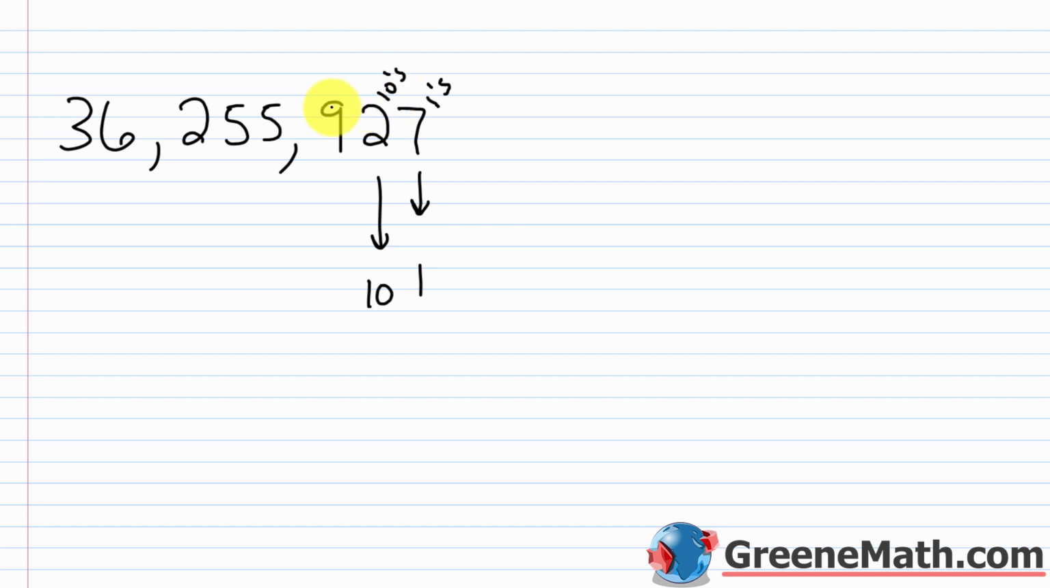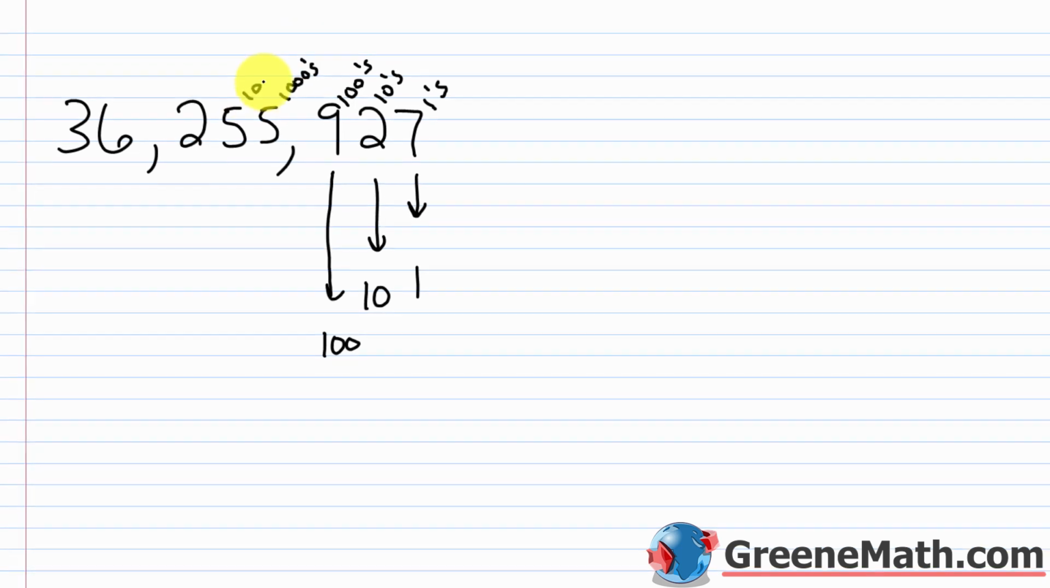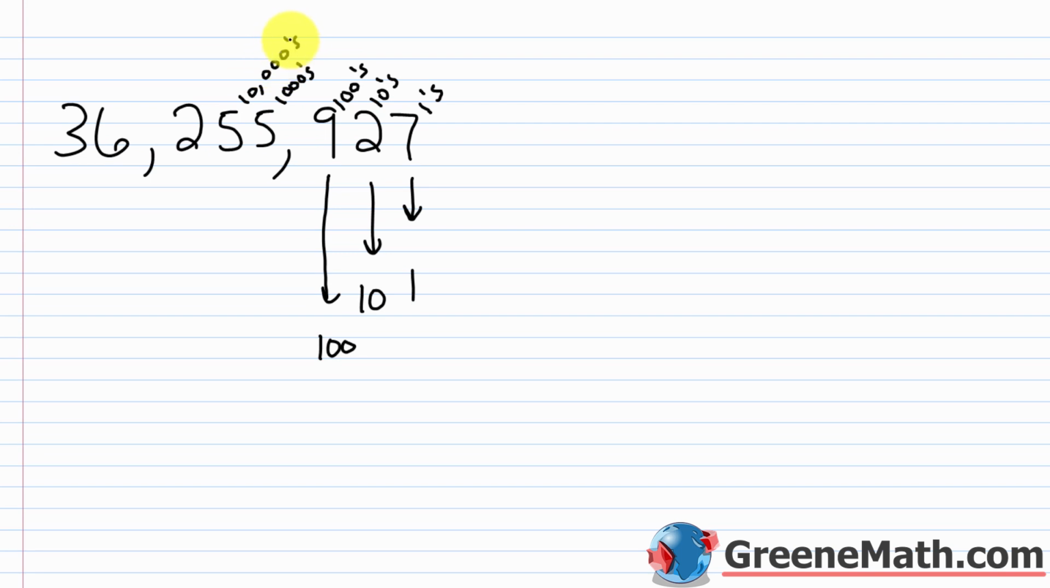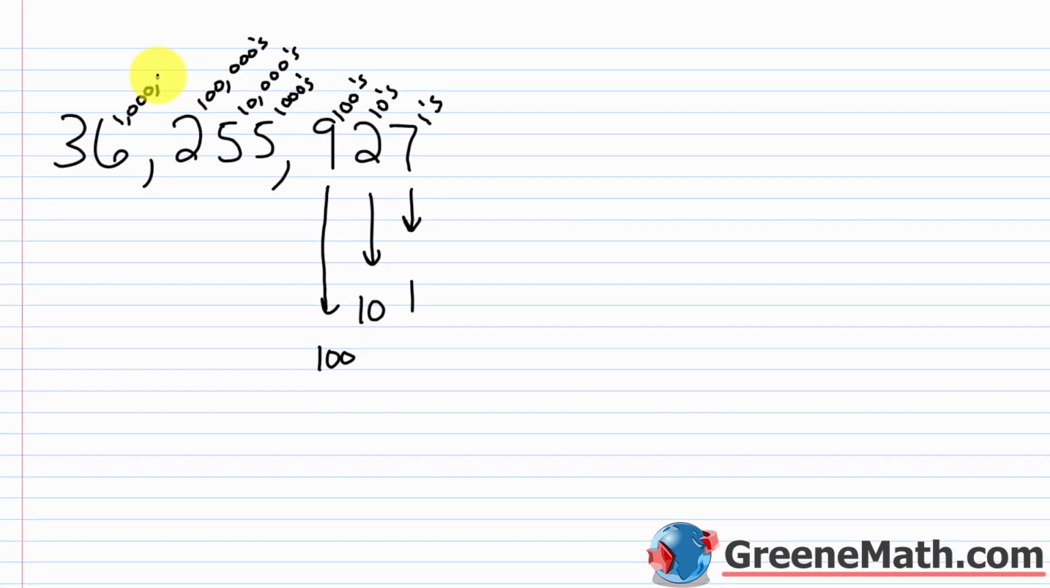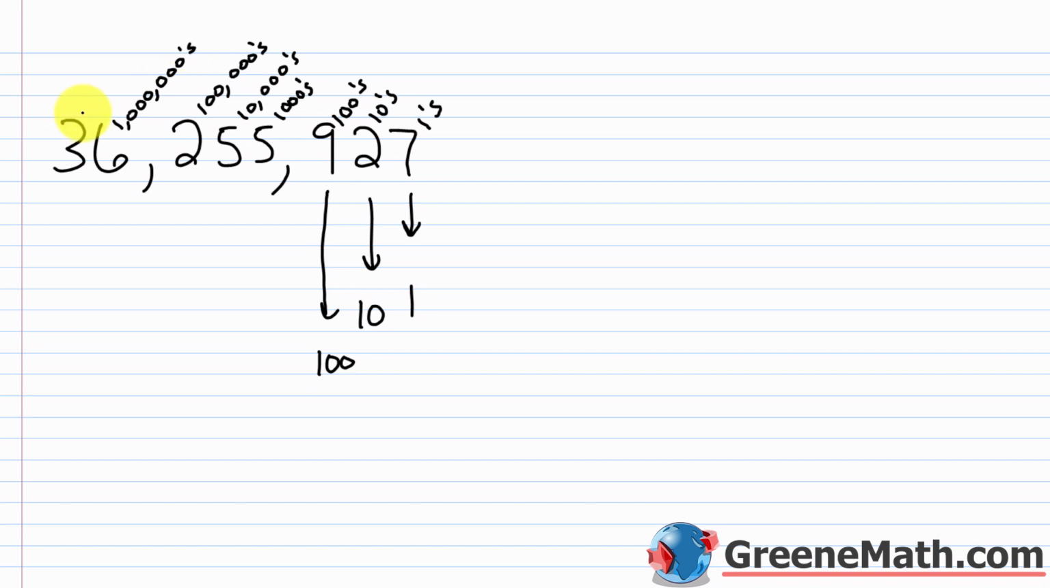Then as I move left, again, I multiply by 10. This just keeps going forever and ever. You just keep multiplying by 10. So 10 times 10 is 100. So this is the hundreds place. Okay, then this would be the thousands. And then this would be the 10,000s. And this would be the 100,000s. This would be the millions. And this would be the 10 millions.